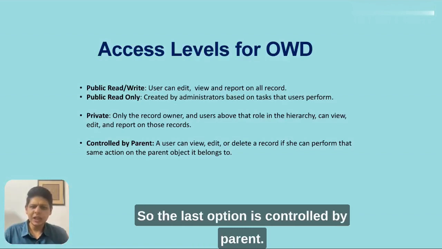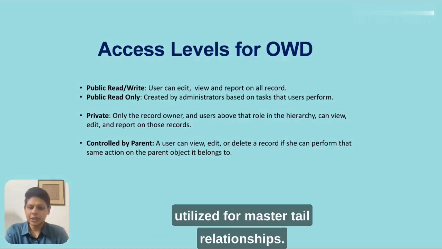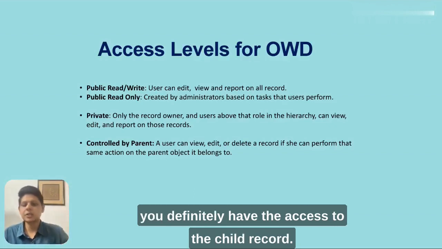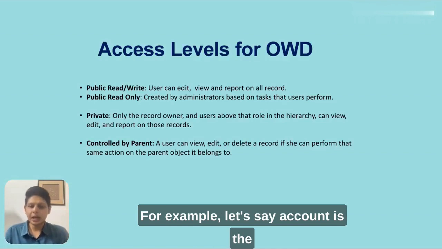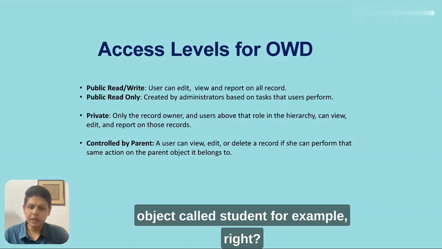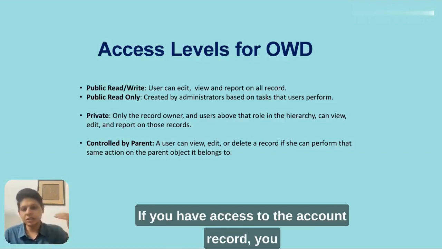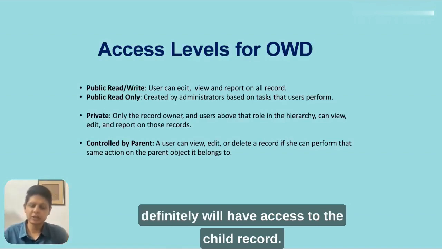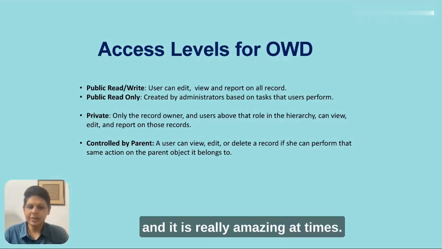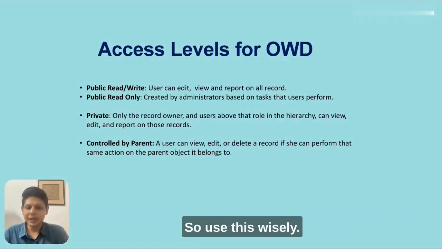The last option is controlled by parent. Controlled by parent is utilized for master-detail relationships, wherein if you have access to the parent record, you definitely have access to the child record. For example, let's say account is the parent record and we have a custom object called student, where student is the detail and account is the master. If you have access to the account record, you will have access to the child record. That is how controlled by parent works, and it is really amazing. At times you can control a lot of visibility using controlled by parent, so use this wisely.